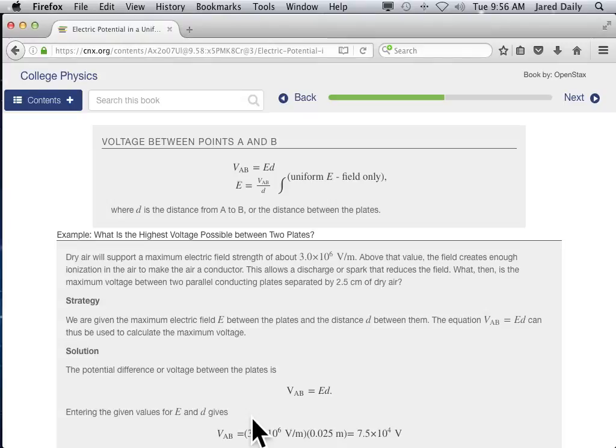So voltage is going to equal K times Q over not R squared, but R. So now we have an equation for the potential near a charge Q. But we said potential has to have a 0 point, didn't we?